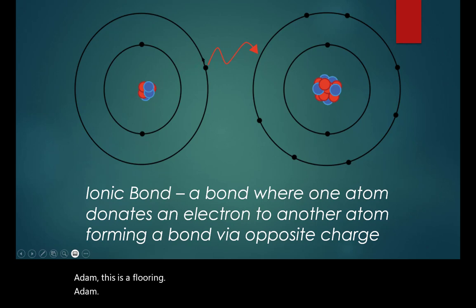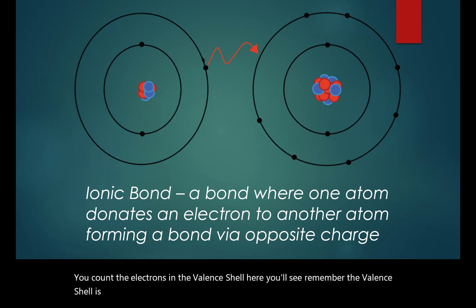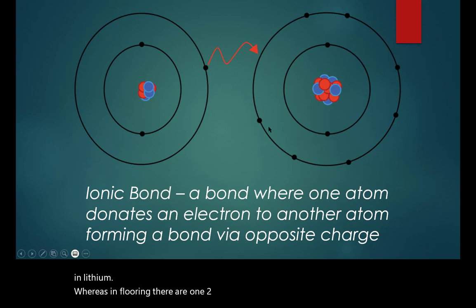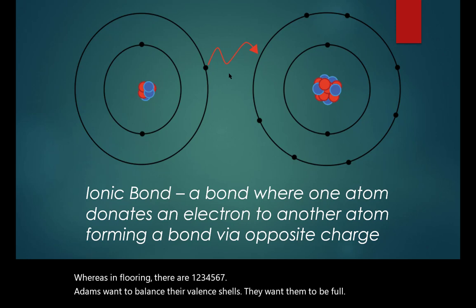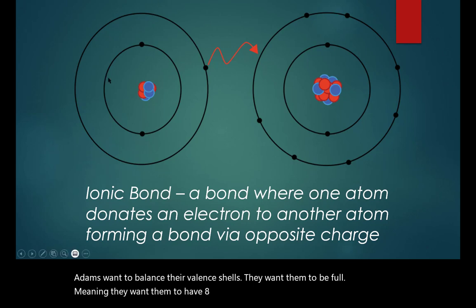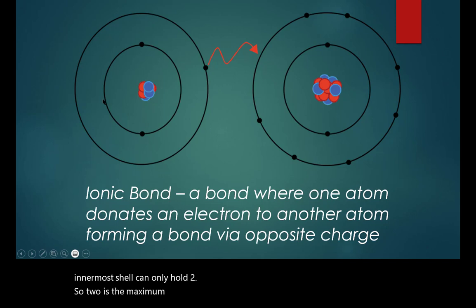You count the electrons in the valence shell here, remember that valence shell is the outermost shell of electrons. You'll see here that there's only 1 in lithium, whereas in fluorine, there are 1, 2, 3, 4, 5, 6, 7. Atoms want to balance their valence shells. They want them to be full, meaning they want them to have 8 electrons. Or if you're a smaller element, your innermost shell can only hold 2. So 2 is the maximum here, and having 2 would be stable.